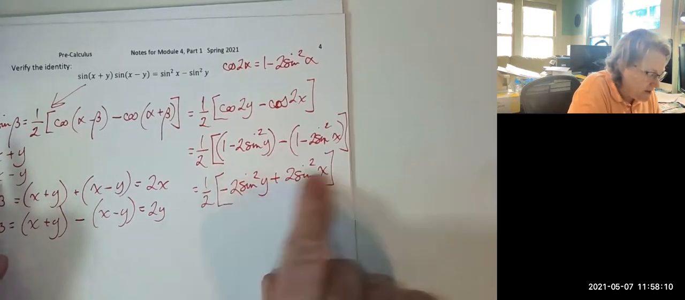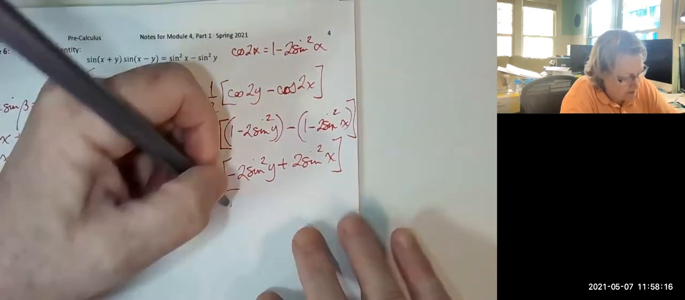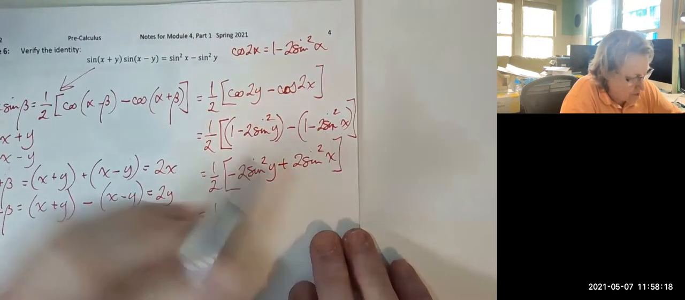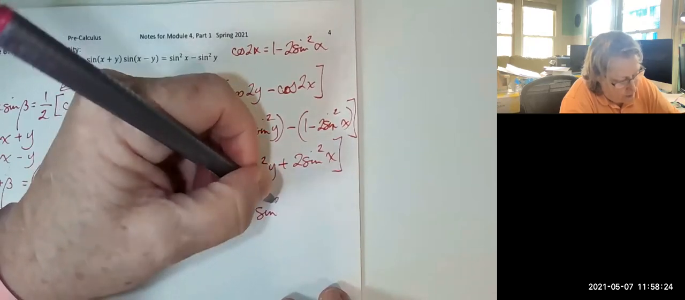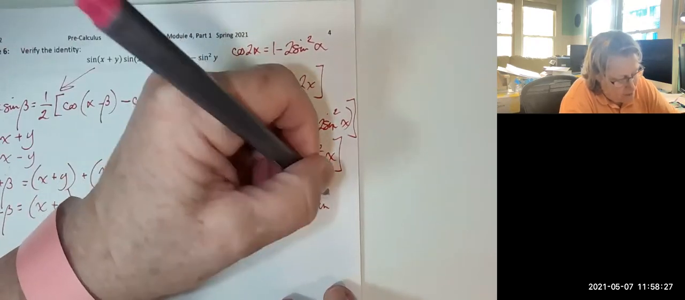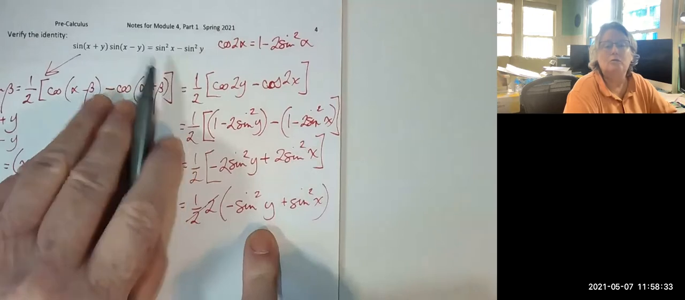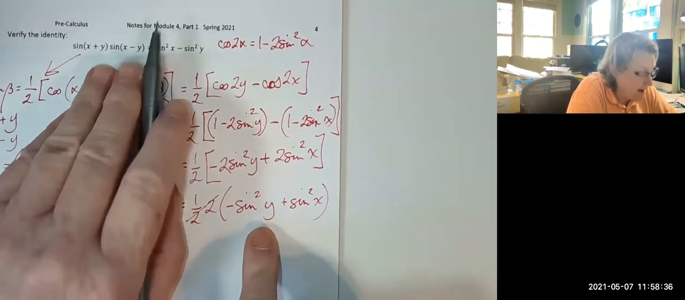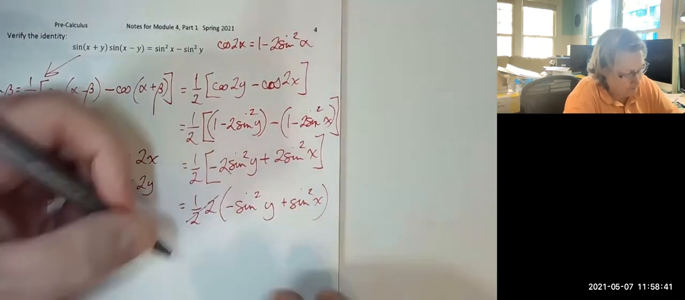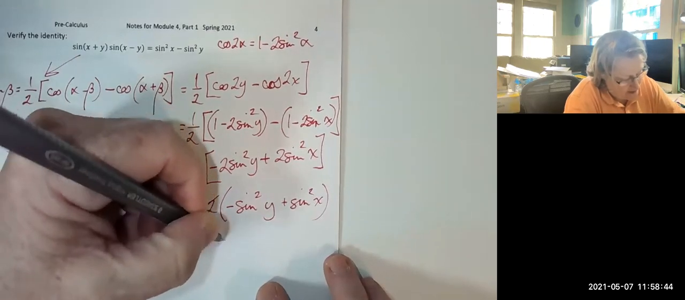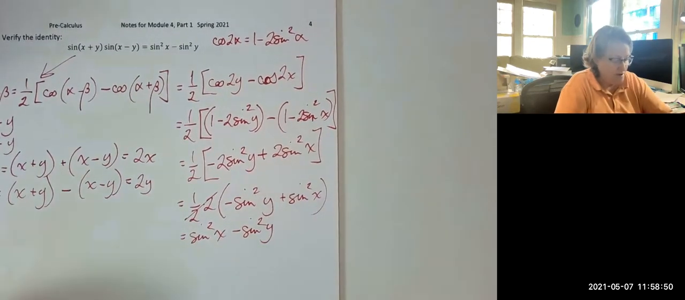Hey, if I divide these by 2 or multiply by 1/2, the 2's on both terms go away. Let's do that in 2 steps. I can factor out a 2, and we'll have negative sine squared y plus sine squared x. The 2's divide out, and the goal was to write sine squared x first, and that's good because the sine squared y is negative, and we've got it. Sine squared x minus sine squared y. Okay, that was the first method.